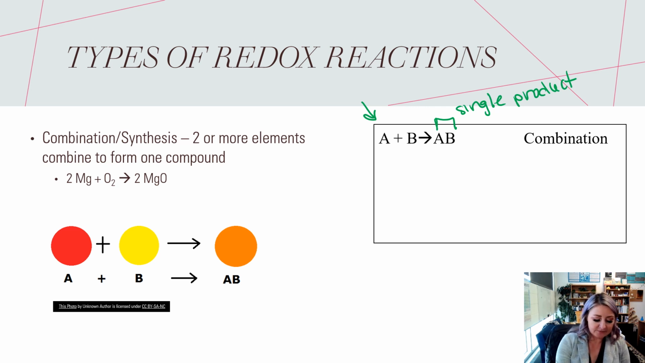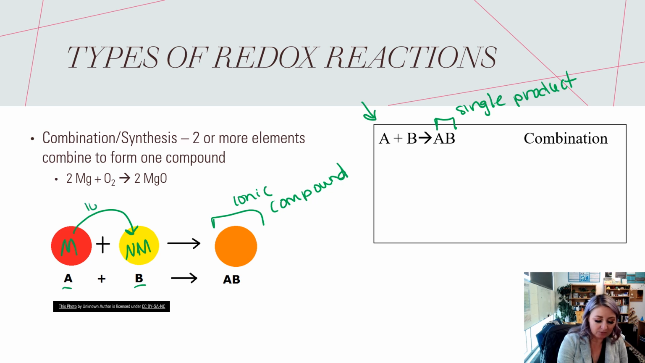So here we have element A and element B forming a bond. We can think of element A as a metal and element B as a non-metal, and they are forming the ionic compound AB. Okay, and they're doing this through a transfer of electrons. Your metal will lose electrons. Your nonmetal is going to gain electrons. So this is happening through a redox reaction.